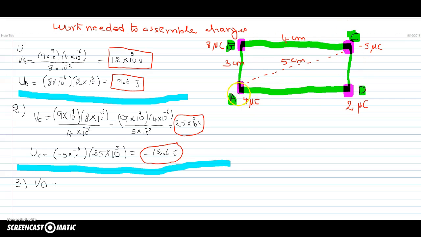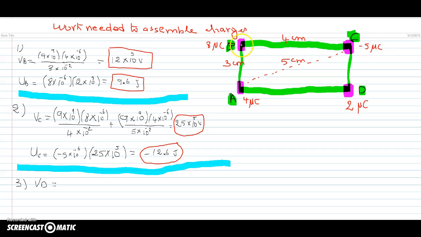The only charge I'm interested in is 4 microcoulomb. This 4 will create potential at point B, so I'm going to call it VB. So the potential due to the charge 4 micro here. VB is the constant times the charge source of the voltage, which is 4 micro, divided by the distance, which is 3 centimeters. That is 12 times 10 to the 5th power volt.